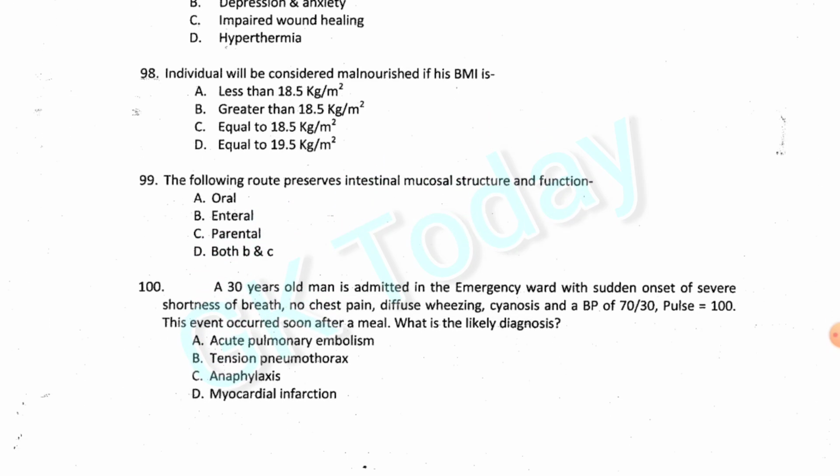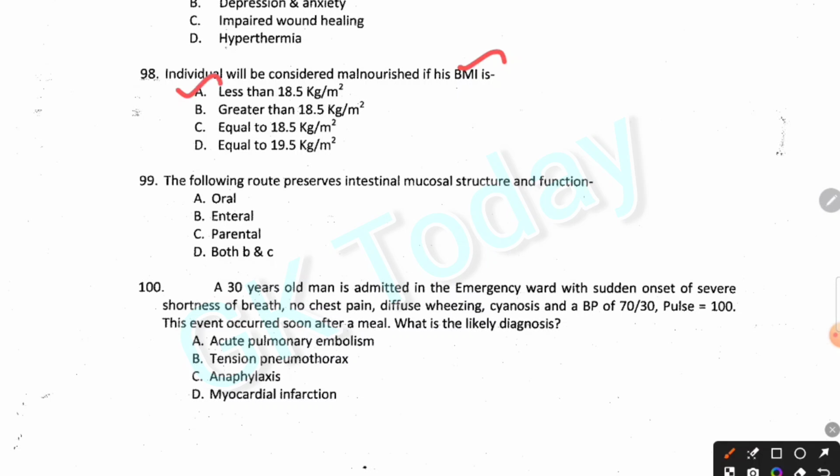Question number 98. An individual will be considered malnourished if his BMI is. Correct answer is option A, less than 18.5 kilograms per meter square. An individual will be considered malnourished if his BMI is less than 18.5 kilograms per meter square.